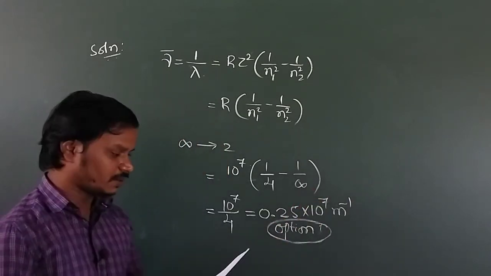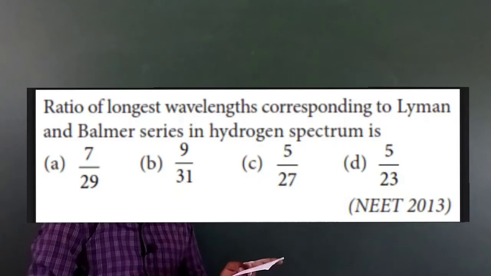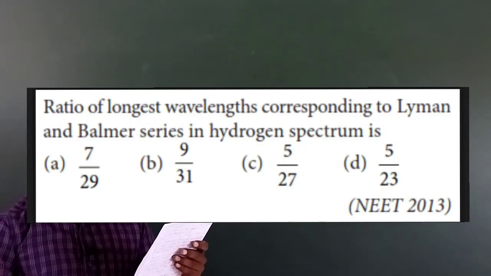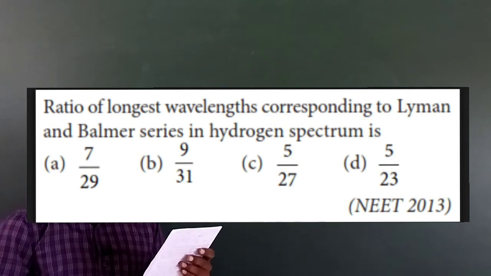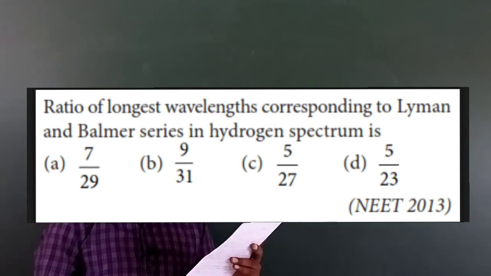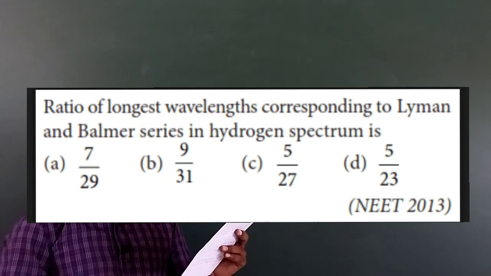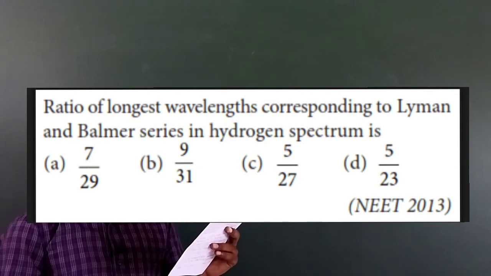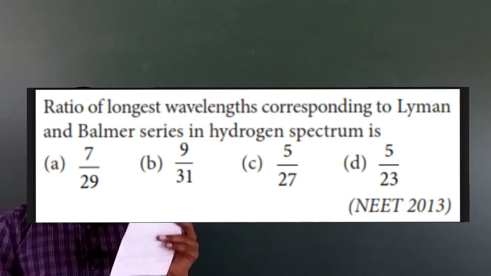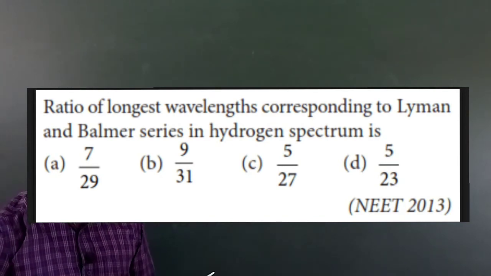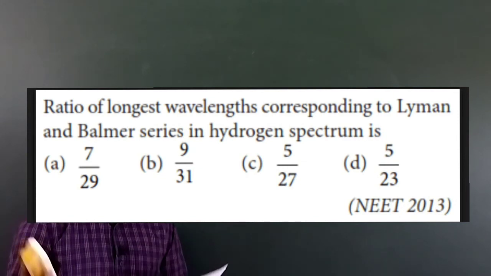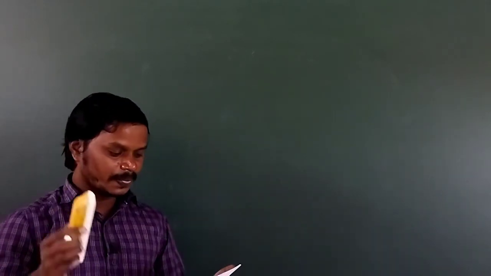Okay, now the next question. The ratio of the longest wavelengths corresponding to the Lyman and Balmer series in the hydrogen spectrum is: first option 7:29, second option 9:31, third option 5:27, and last option 5:23. We have to find which is the correct one. See here, the ratio of the longest wavelengths corresponding to Lyman and Balmer. First we have to find the longest wavelength in the Lyman series.